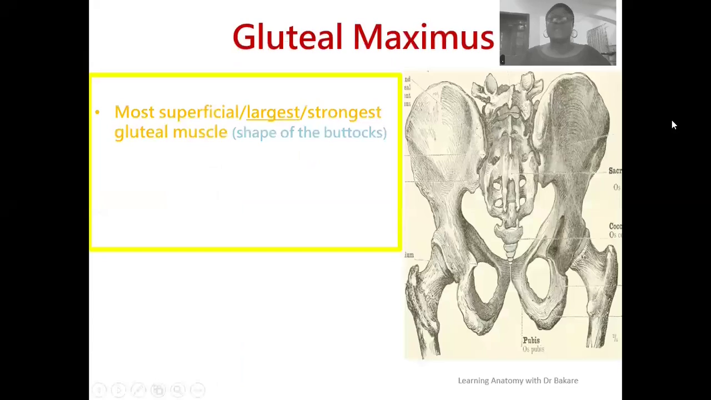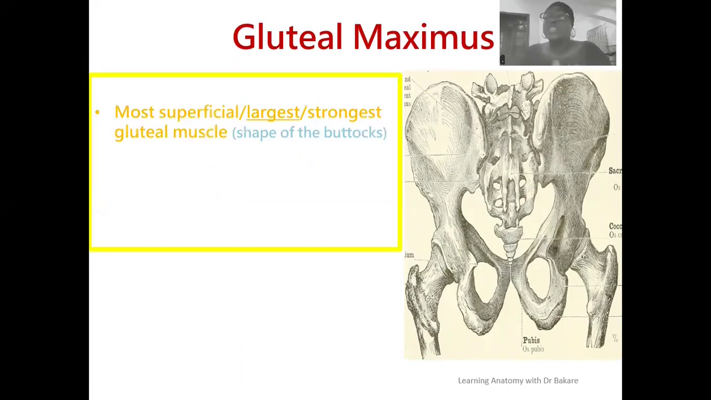The gluteus maximus is the most superficially placed muscle in the superficial gluteal region. We tried to highlight this in our previous slide, where we said that the gluteus maximus is seen to be overlying the gluteus medius and also the gluteus minimus. It is also the largest and the strongest gluteal muscle.